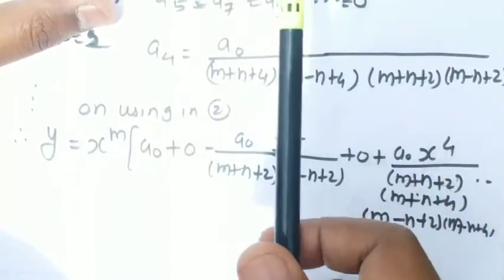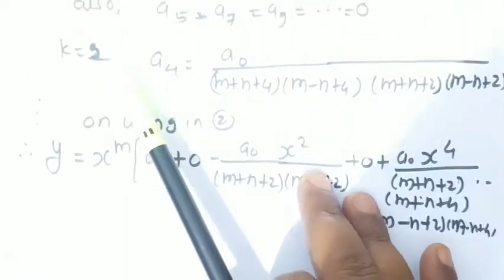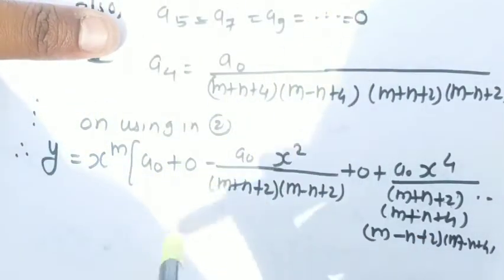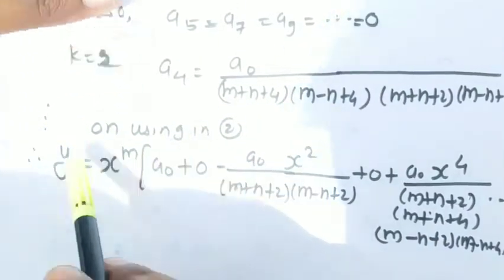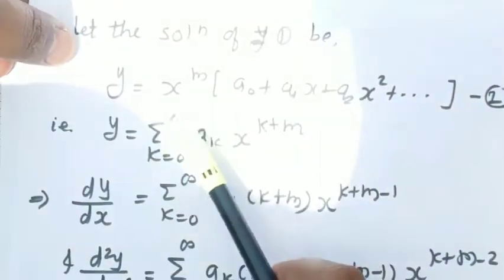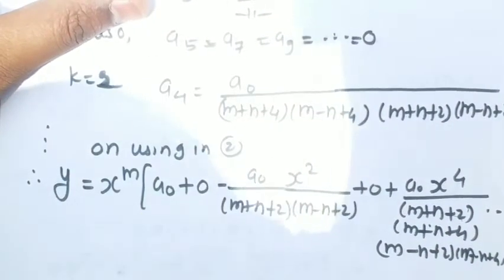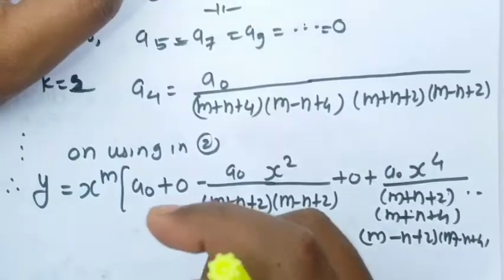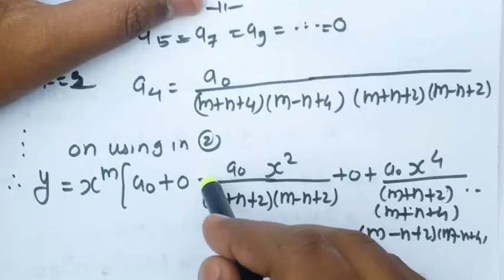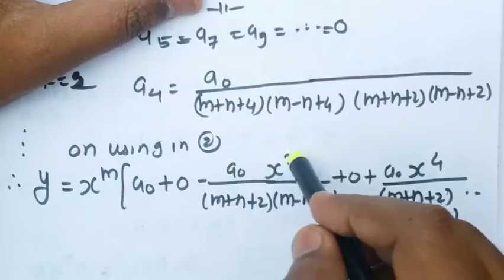Now I am going to put these values of a1, a2, a3, a4 in equation 2, which we have considered as a solution, that is y equal to x raised to m into that series. In that series I am putting these values: y equal to x raised to m into this one. Now I have put the value of a0, then a1 is 0, therefore the second term will be 0. Now a2 is minus a0 by this into x square, a2 x square.